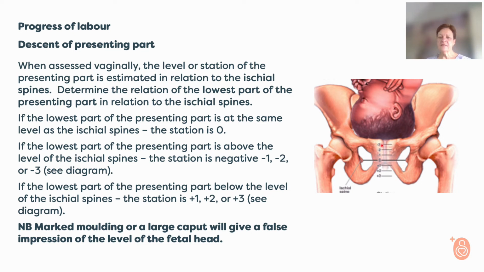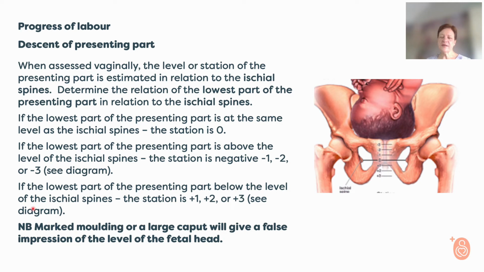When the head, the lowest bony part of the head, is level to these ischial spines, we say that the station is 0. When the bony part of the fetal head is above these spines, the station is -1, -2, -3, and when it's below the spines, we say it's +1, +2, +3. +3 means the head is literally on the perineum.